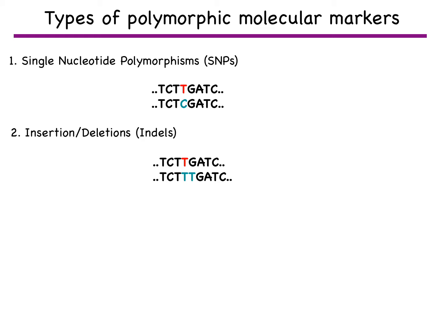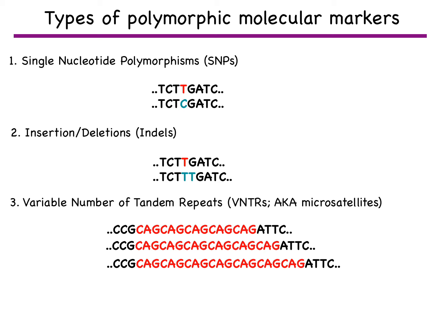Another type of polymorphic molecular marker is insertions and deletions. In this case, I've highlighted in red that in some individuals somebody has 2 consecutive Ts, and in other members of the population there are 3 consecutive Ts. Depending on how you look at that, the red T above in that particular allele could represent a deletion of 1 T, or the allele below on the bottom could represent an insertion of an extra T. But the point here is that there's variation in the number of nucleotides at a particular site. These are known as insertions or deletions, or sometimes abbreviated indels.